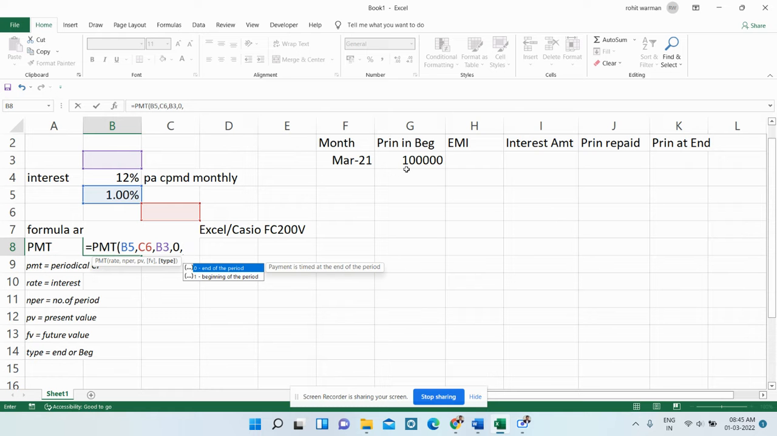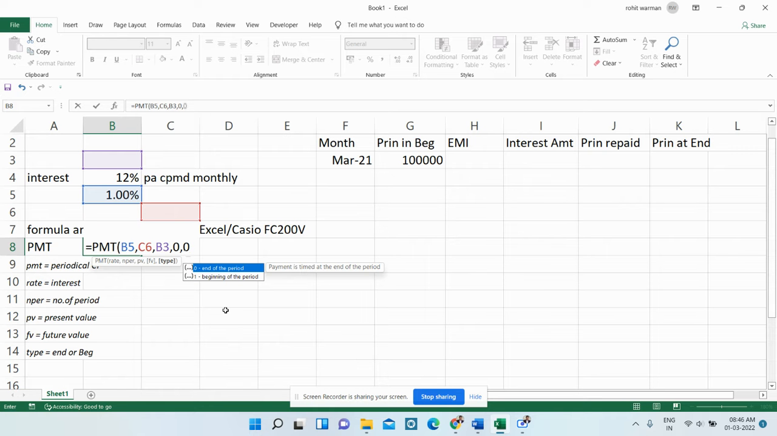Now always remember, suppose I take a loan on first Feb, then of course at the end of the month, that is 28 Feb. So end of 28 Feb is the first month. So definitely I will pay at the end. You can see here, end of the period is 0 and beginning of the period is 1. So when it comes to a loan, we never pay EMI in the beginning. When I take the loan today, then of course at the end of the period we have to pay the EMI. So by default, always remember you have to take 0.